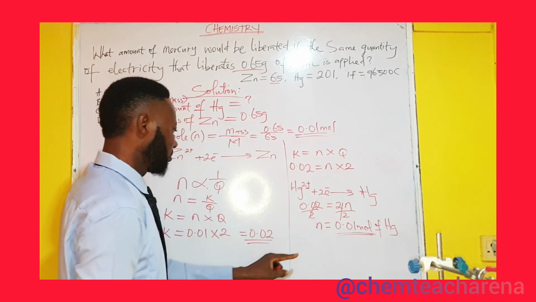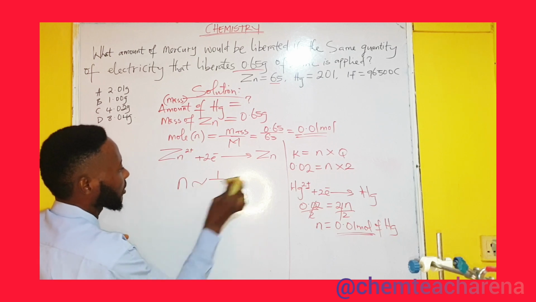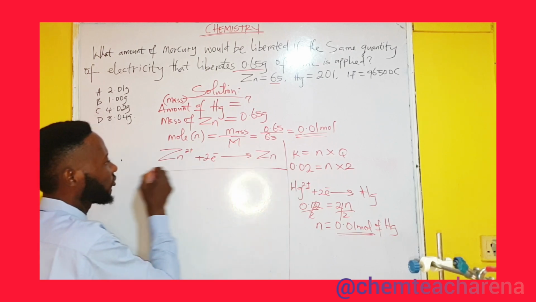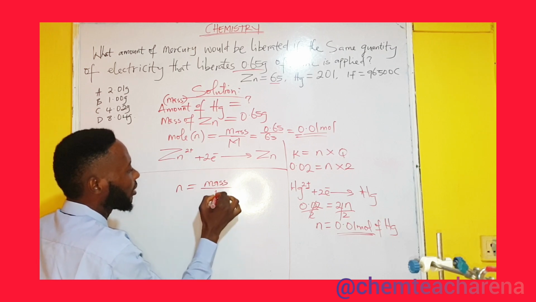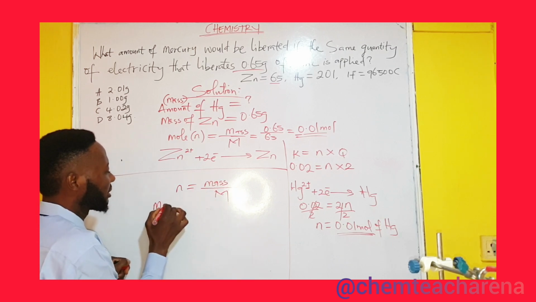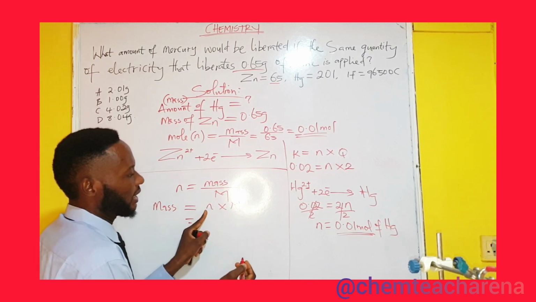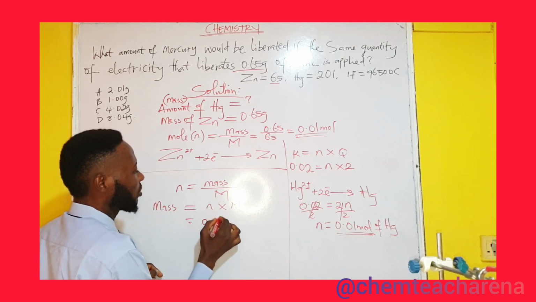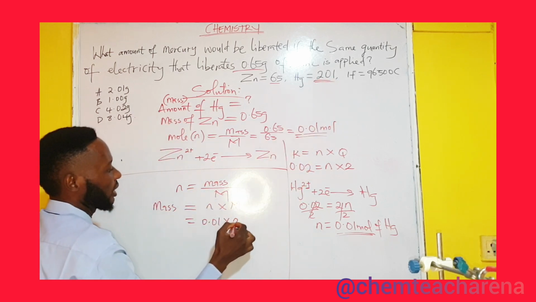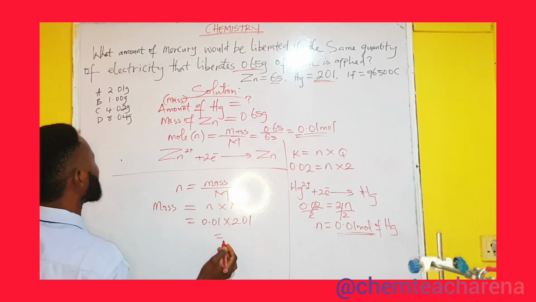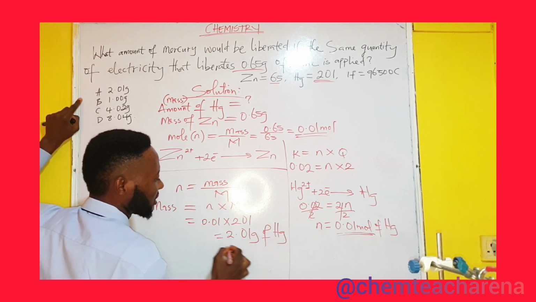Having gotten the mole of mercury, we say mole equals mass over molar mass, so the mass of mercury is equal to mole times molar mass, which is 0.01 times the molar mass of mercury, 201. When you multiply, this gives 2.01 gram of mercury. That is the answer.